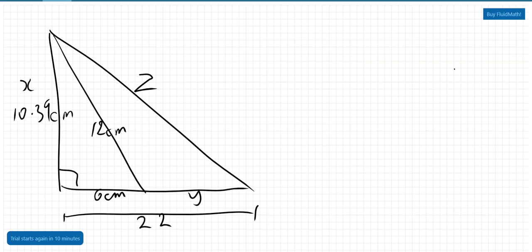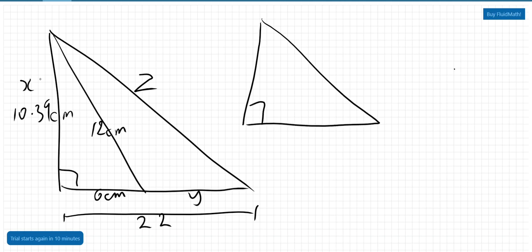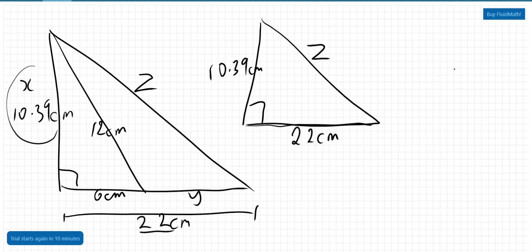So z belongs to that larger triangle. So I'm going to redraw it again so I can see it more clearly. So x, remember, we found it. It is 10.39. So I've got 10.39 here now. Z is what I am trying to find. And the base of this bigger triangle is 22 centimeters. So down there you put 22 centimeters. We can see it clearly now. And we can see why we had to find x first. Without x, we couldn't find z.